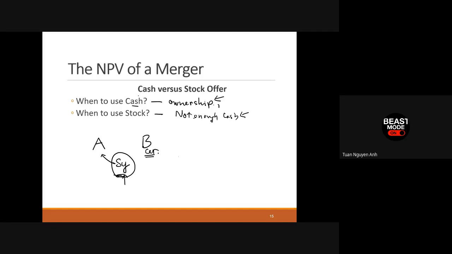So you see that if you use cash, that is very safe for B, but not very safe for A because synergy is in the future.